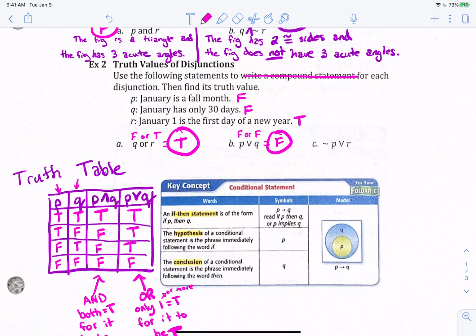Okay, the C, that one says not P. That little squiggle says not P. So if P is false, not P is true. So January is not a fall month, which is true, right? So this one's true or R is true. So is one or the other true? It's true.